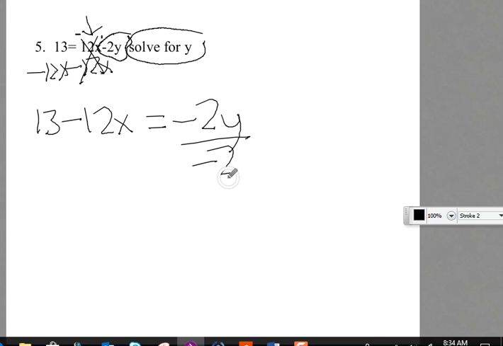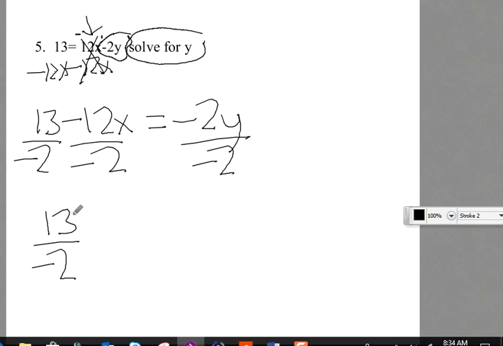Okay, last step in getting this y by itself is to get rid of the multiplication of negative 2 by doing a division of negative 2. And because we divided the right side by negative 2, we have to divide everything on the left side by negative 2. So we have 13 divided by negative 2. And that fraction doesn't simplify. Okay, 2 doesn't go into 13 evenly. So we can just leave it as that.